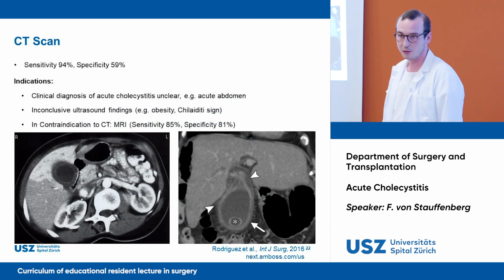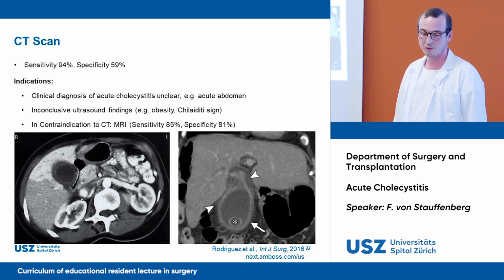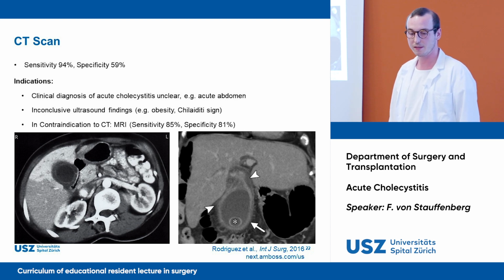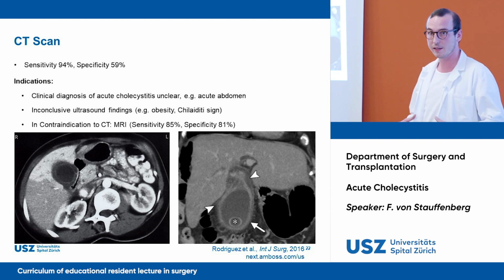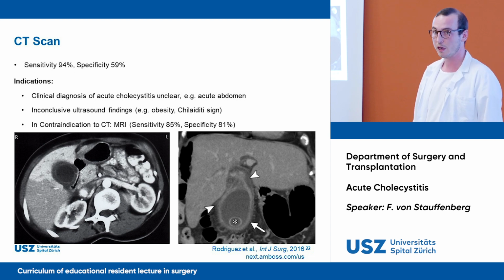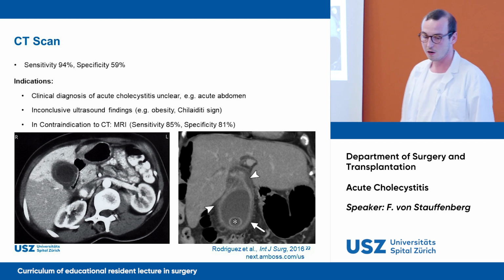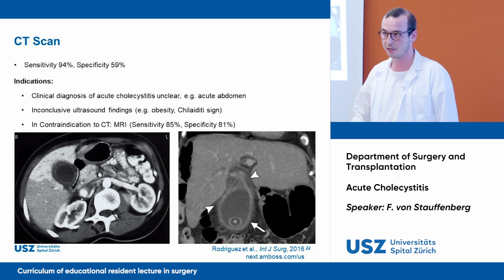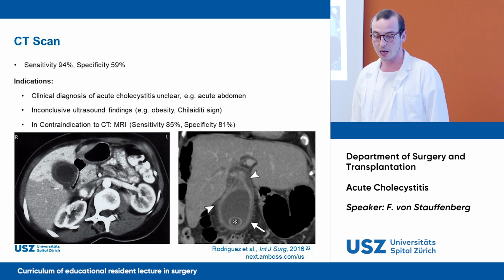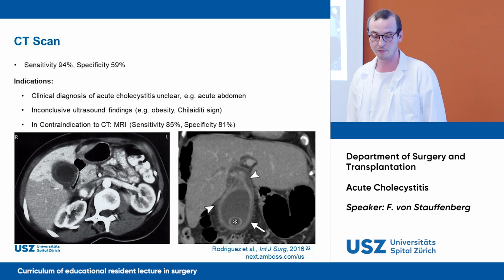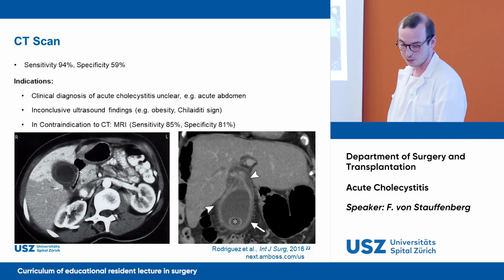CT scan can also be used in the diagnosis of acute cholecystitis with a sensitivity of 94% and a specificity of 59%. Indications for CT scan are if we have an unclear clinical diagnosis, for example, a patient presenting with acute abdomen, or if we have inconclusive ultrasound findings, for example, in severely obese patients or patients with chylaiditis signs, so the gallbladder can't be seen. In contraindication to CT, we can also use MRI, which takes longer, and it has a sensitivity of 85% and a specificity of 81%.